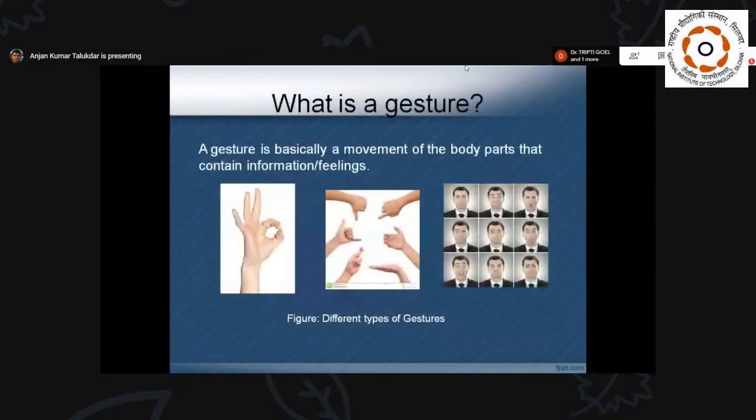So what is a gesture basically? A gesture is basically a movement of the body parts that contain information and feelings. In our day-to-day life, we also use our gestures to convey some information, right? You can see some hand gestures here, and on the right-hand side you can see some facial gestures. We express our feelings and emotions through our facial expressions also, so this is also one type of gesture.